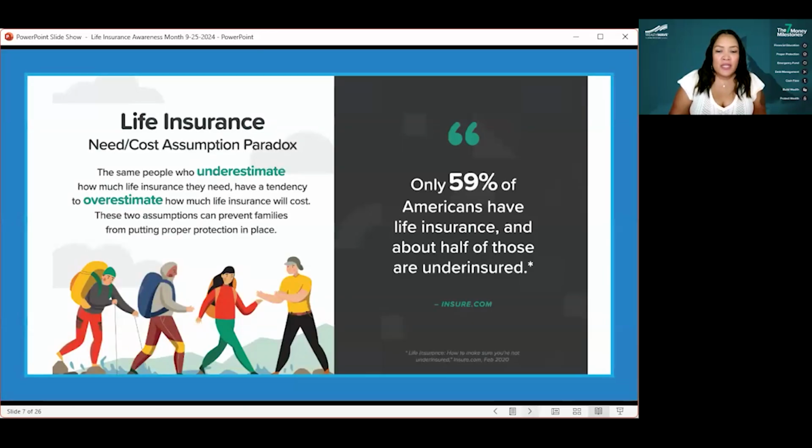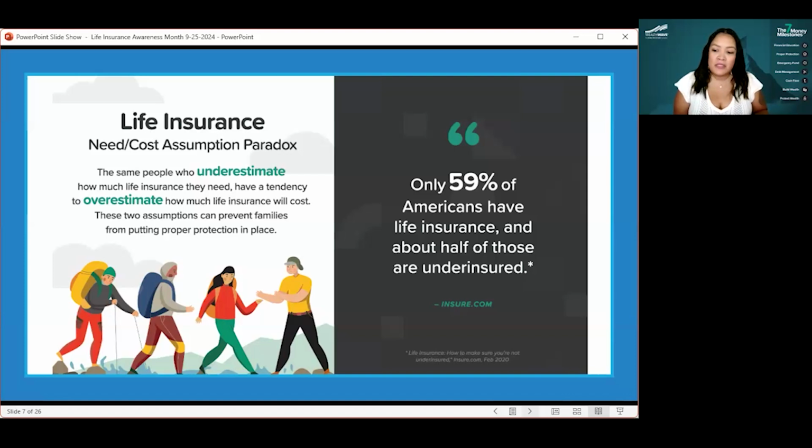I think the reason why a lot of folks don't get it is, first of all, they underestimate how much they need. They think whatever I have at the job is enough, or they might have a small policy. What I see is a lot of folks' parents or grandparents got a policy for them when they were kids, and that was it. It was something like $10,000, $15,000 when they were children. Oftentimes that's not enough when you become an adult and have your own family. So if we have any life insurance, we have little, or we actually overestimate how much life insurance will actually cost.